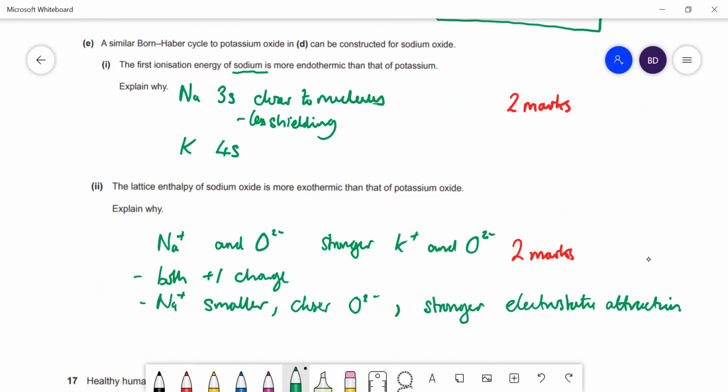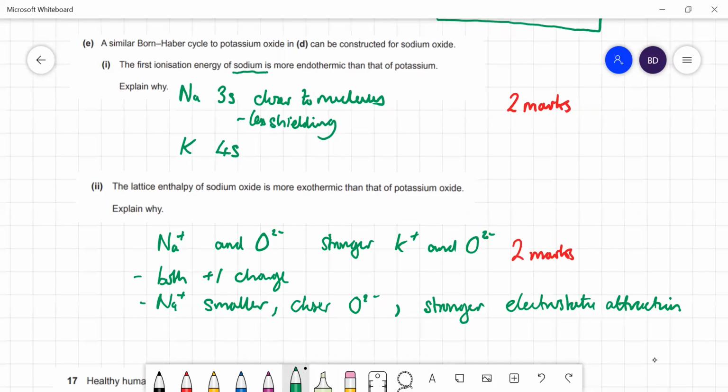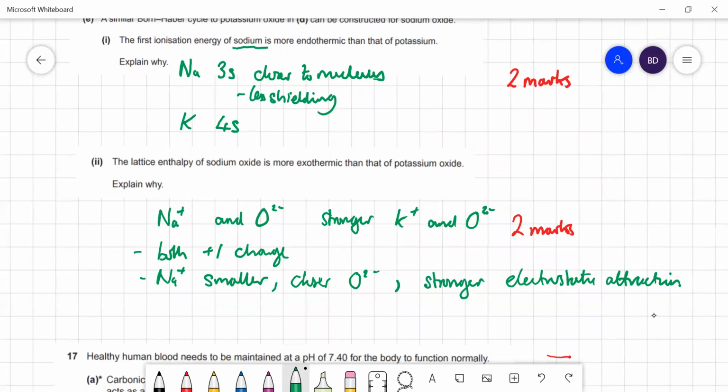Right. Or you could also say, if you want to, I like to explain it that way, you could say that the charge density on the sodium ion is bigger than the potassium ion because the sodium ion is smaller, so you get stronger attraction that way. I think I prefer saying that way.